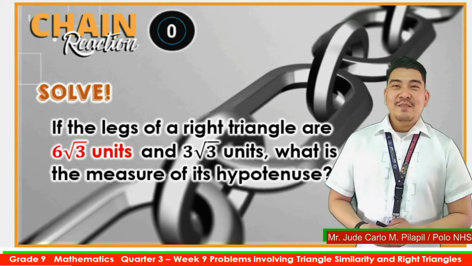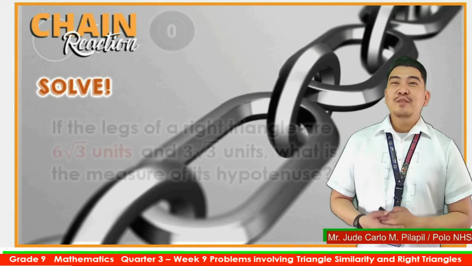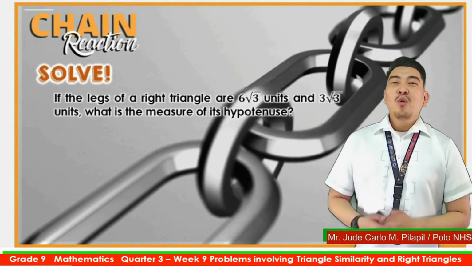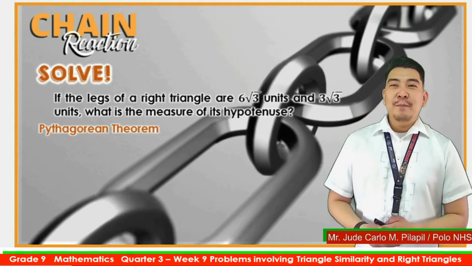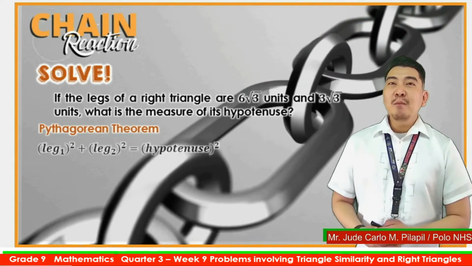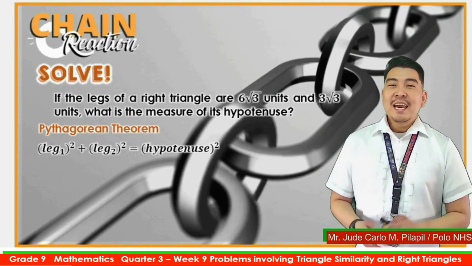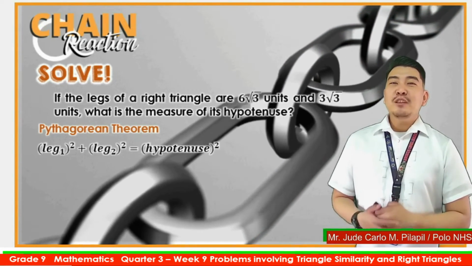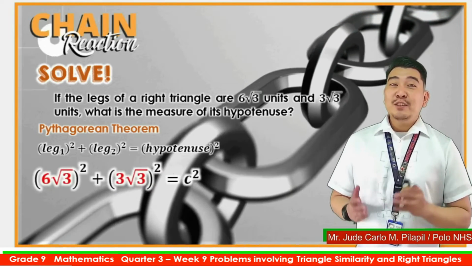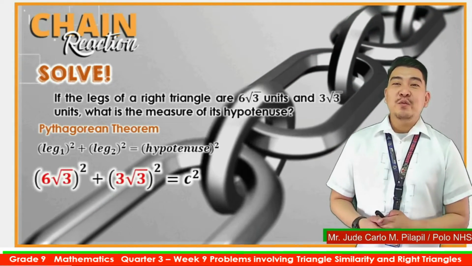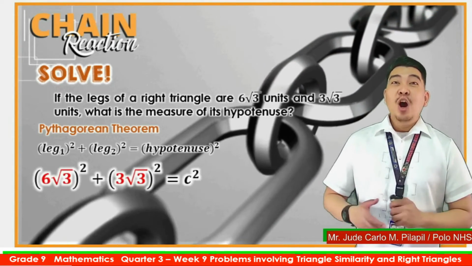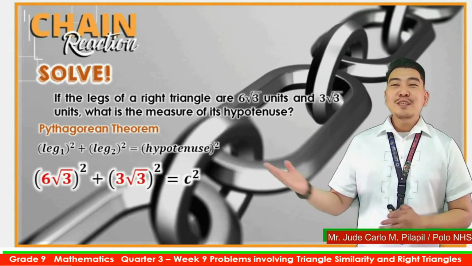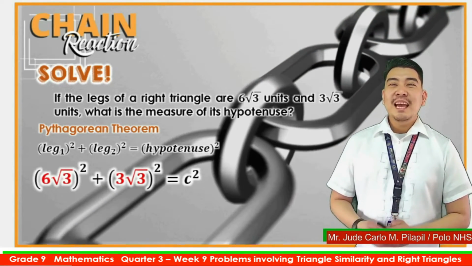What did you get? Let us check if we have the same answer and solution. To solve this one, we need the Pythagorean theorem. It is given by: the sum of the squares of the legs is equal to the square of the hypotenuse. Upon substitution, we will have the square of 6 square root of 3 plus the square of 3 square root of 3 is equal to c squared, as you can see on the screen.